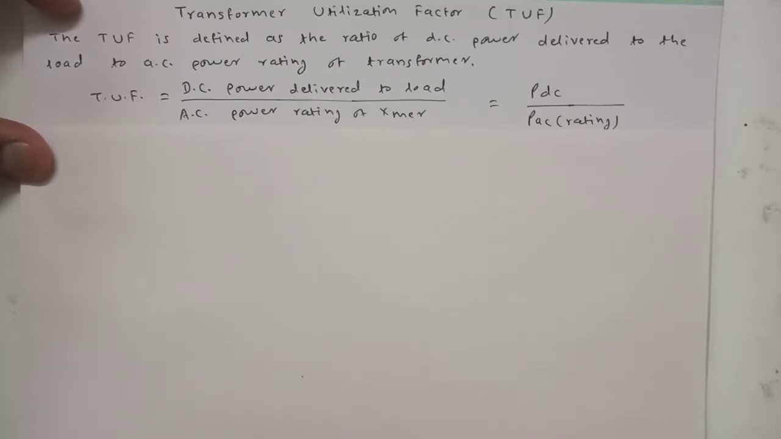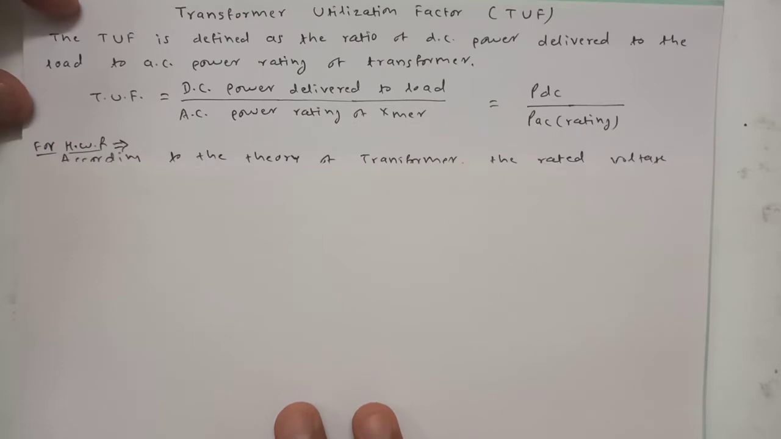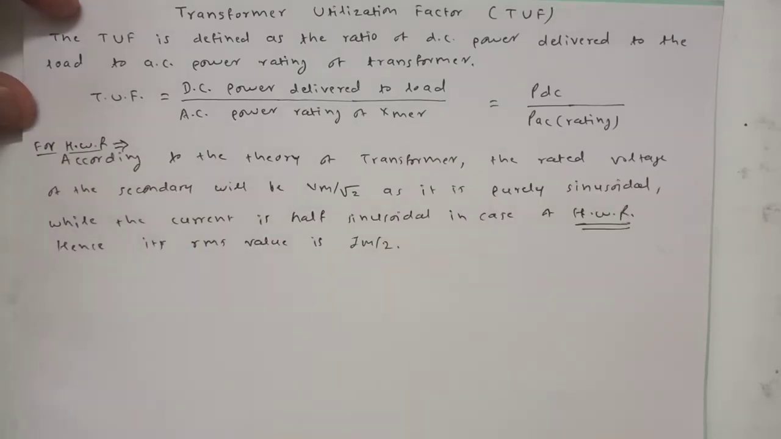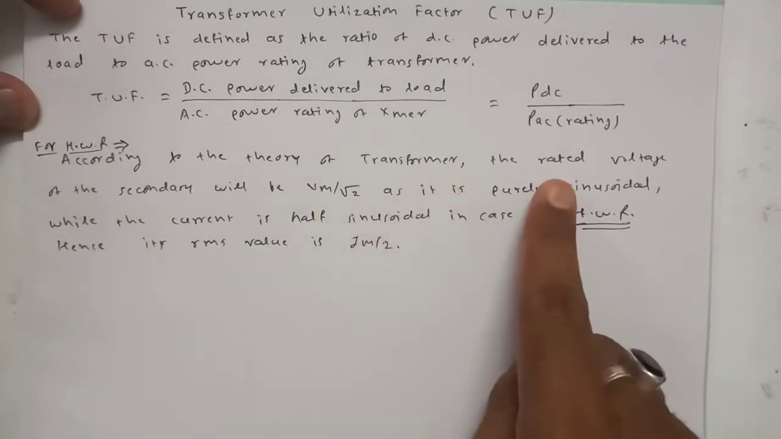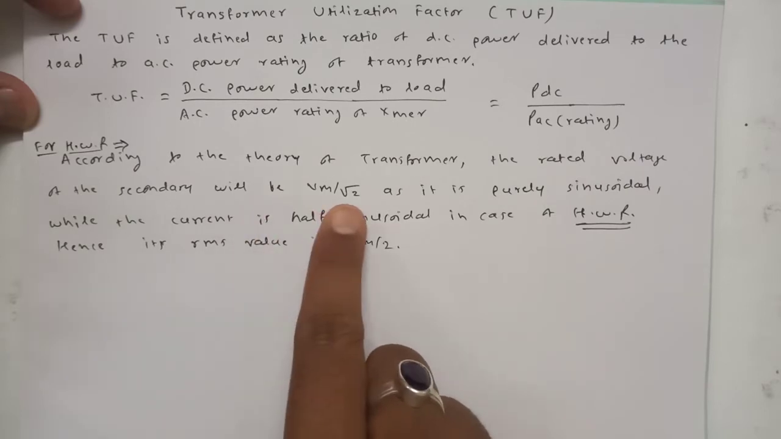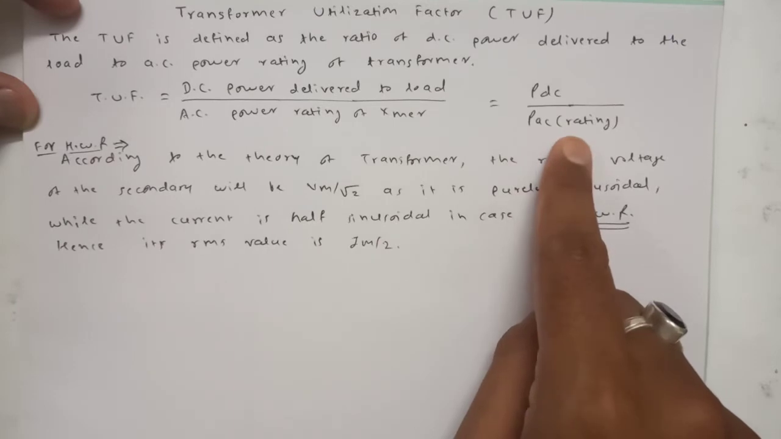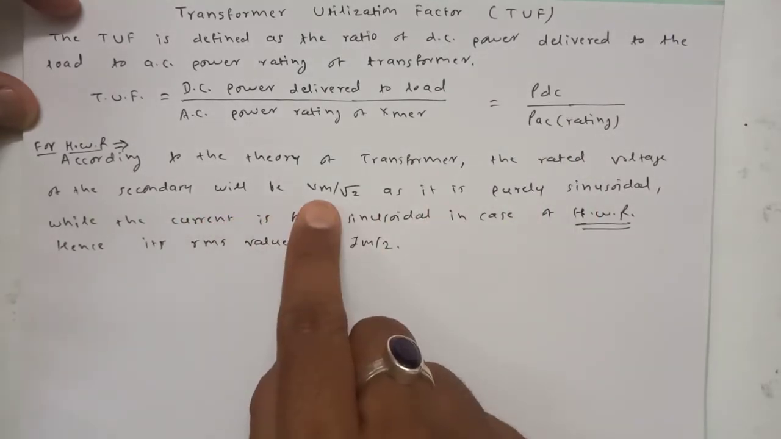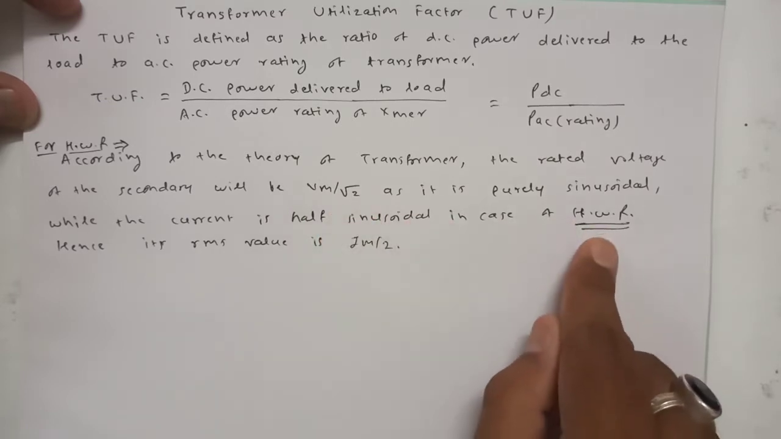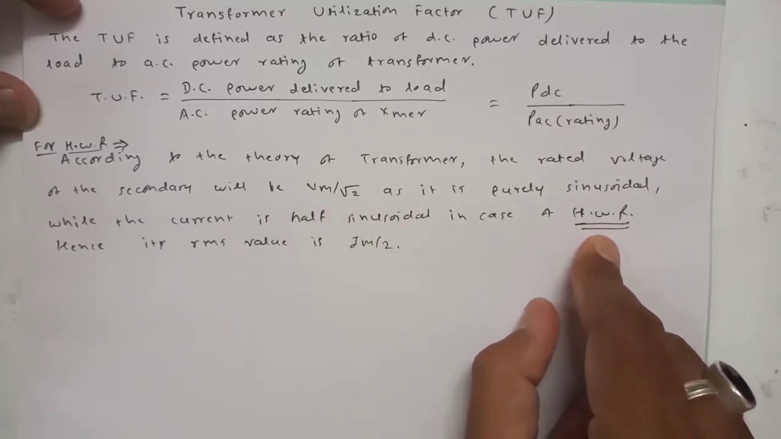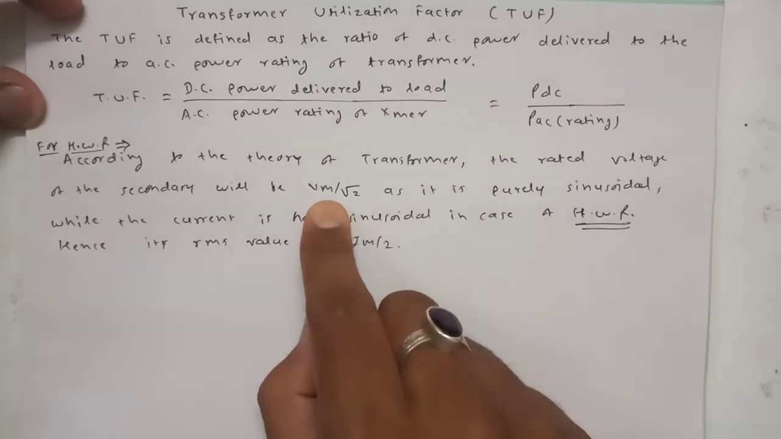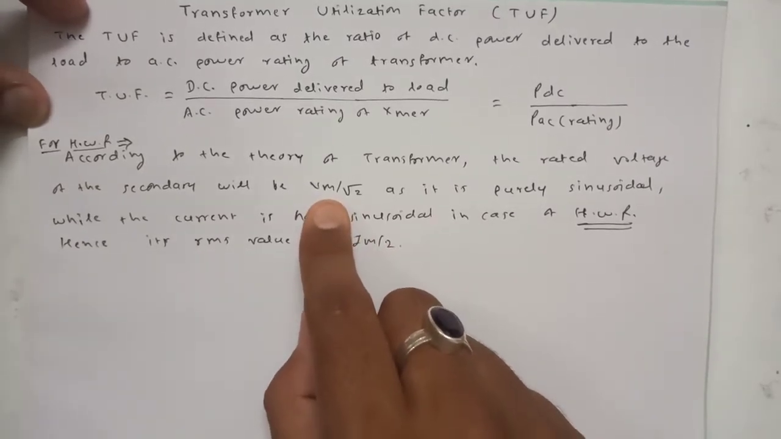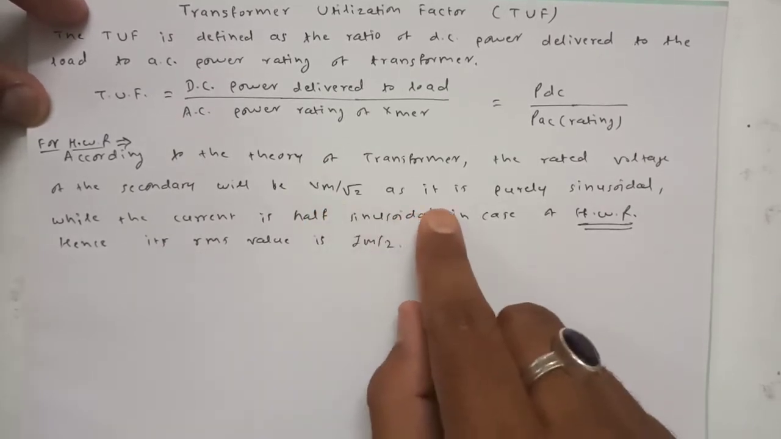Now in the half wave rectifier there is an interesting fact. The minor difference which all should note is this. In the case of the half wave rectifier, according to the theory of the transformer, the rated voltage of the secondary will be Vm by root 2. I am talking about the AC, because here we are interested in the AC power rating. So this is the RMS value of the voltage, given as Vm by root 2 in the half wave rectifier also. I am pointing this out so that you do not get confused. So Vrms for the secondary will be Vm by root 2, as it is purely sinusoidal.